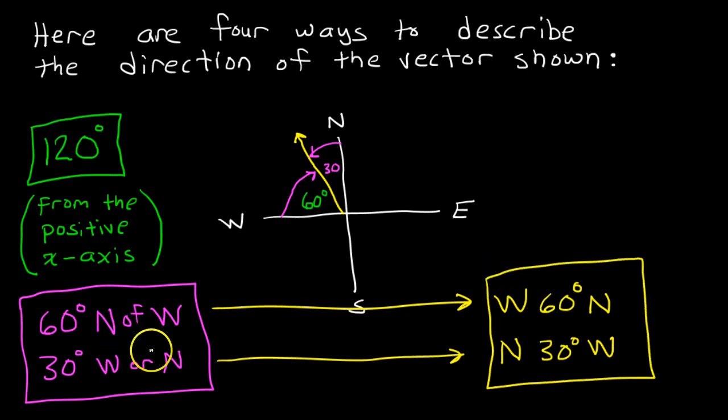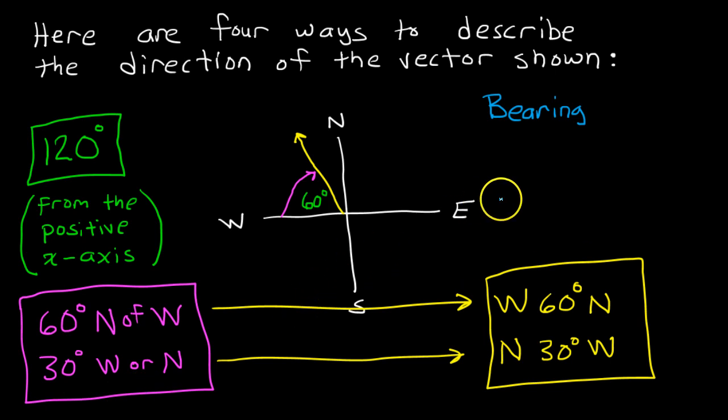You can see how similar these two are, and it can be a little bit confusing because 60 degrees north of west is the same thing as west 60 degrees north. All right, the letters become reversed, so it can be confusing. But just one more time, in this method, the idea is the first letter is telling you where to look and then how far to turn. So start by looking north. Now turn 30 degrees to the west. So look north and move 30 degrees west, and you're there.